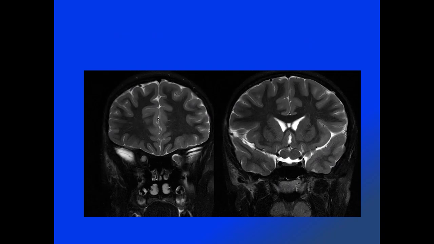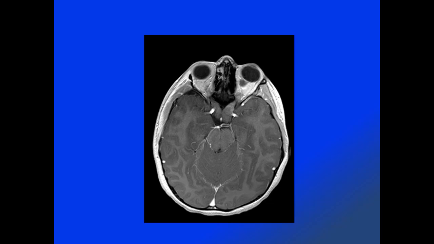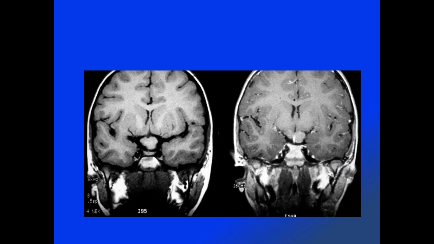These are coronal T2 images demonstrating enlarged optic nerves within the orbital apex, as well as involving the intracranial segments of the optic nerves heading toward the optic chiasm. These images demonstrate enlarged optic nerves through the optic canals into the intracranial compartment, as well as enlargement of the region of the optic chiasm and optic tracts on these post-contrast T1 images.